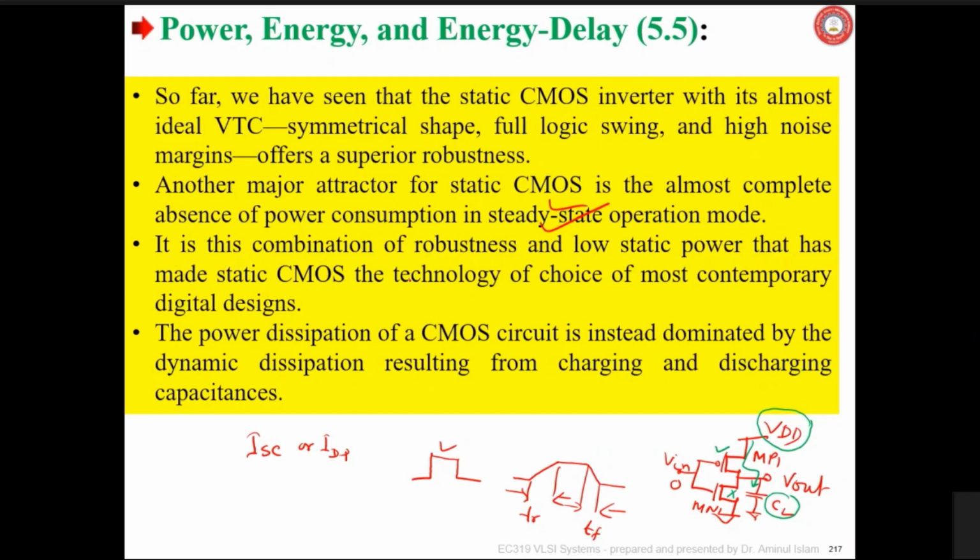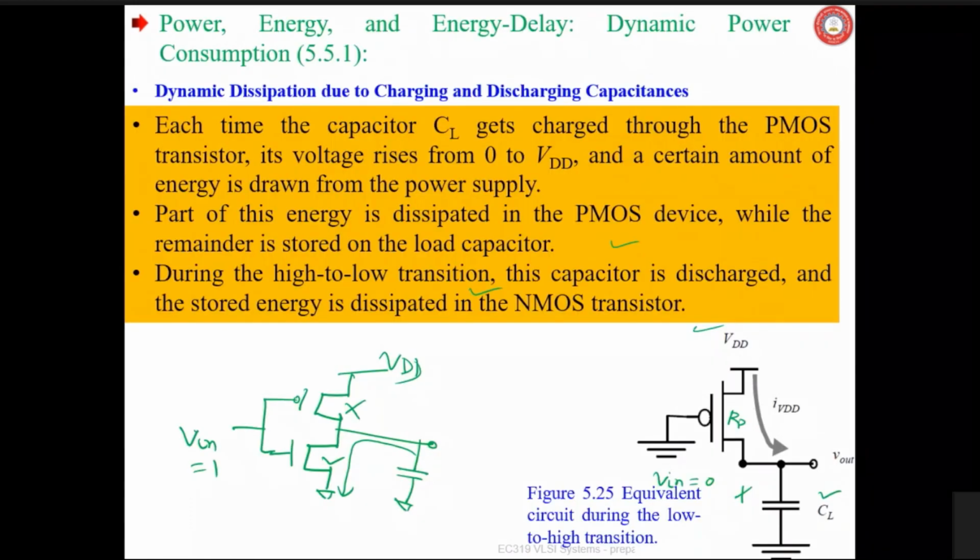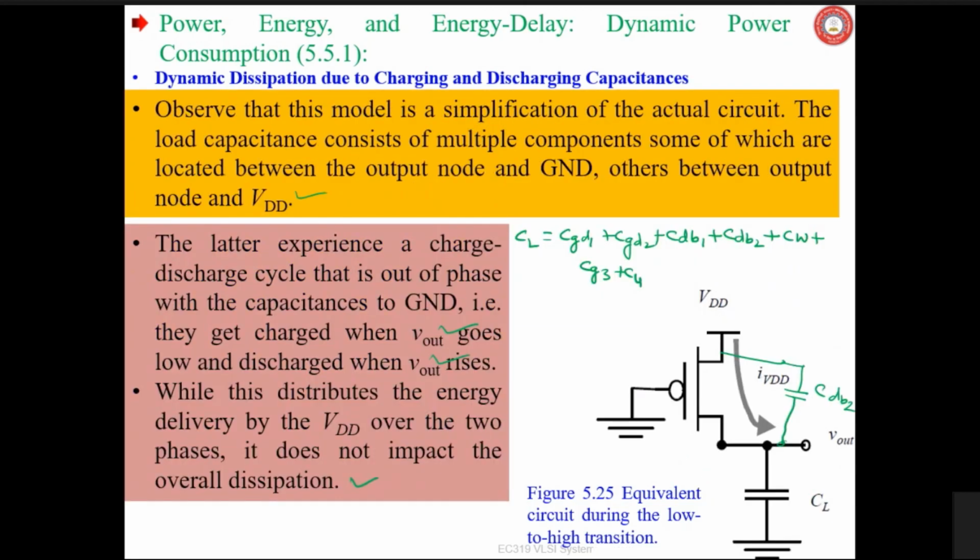It is this combination of robustness and low static power that has made static CMOS the technology of choice of most contemporary digital designs. The power dissipation of a CMOS circuit is instead dominated by the dynamic dissipation resulting from charging and discharging capacitance. This is all known to you, so we should go fast. Dynamic dissipation due to charging and discharging, this was all discussed. So the equation will be coming, and that you should remember.